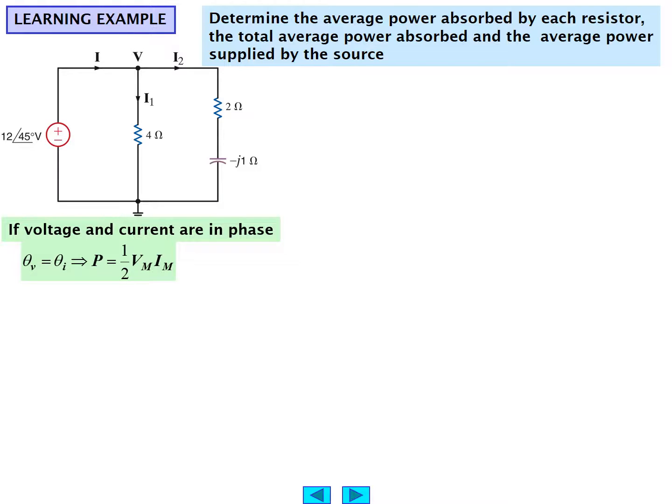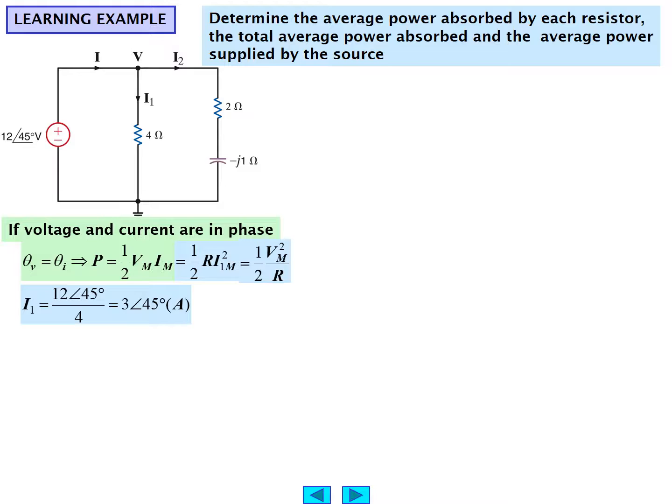If voltage and current are in phase, then theta V equals theta I, as we found, and P is equal to 1/2 V_m I_m, or if you will, 1/2 R I_m1 squared. That would be the current I1 flowing through the 4 ohm resistor, and that certainly would be the case for that 4 ohm resistor, because that's the only element in that particular part of the network. Or if you will, 1/2 V_m squared divided by R.